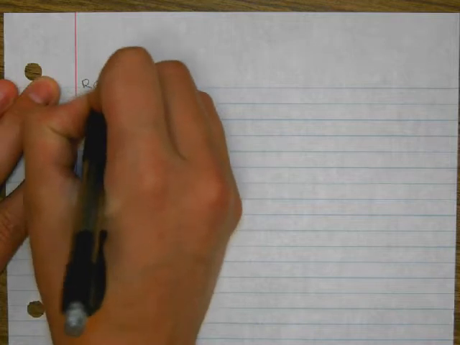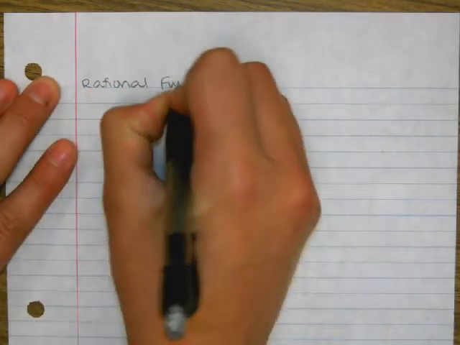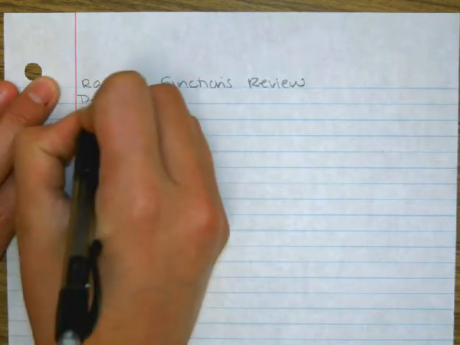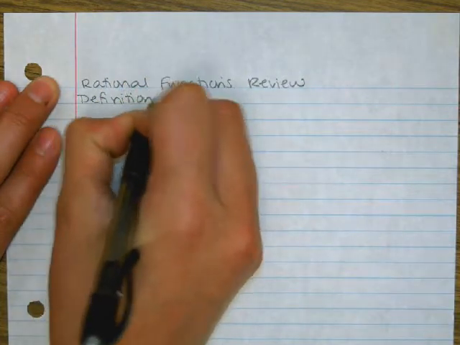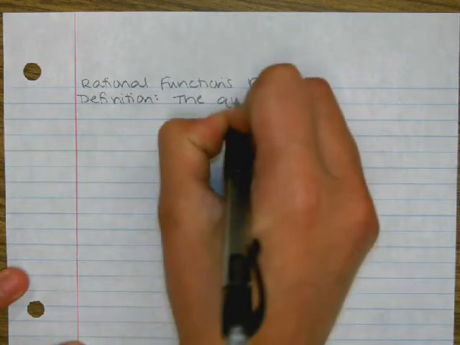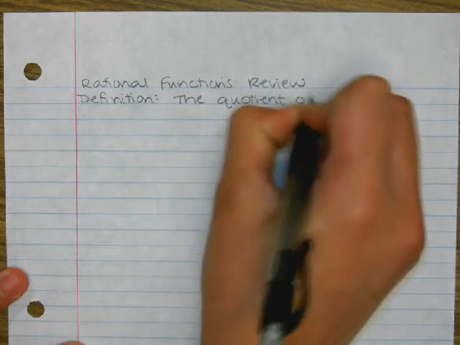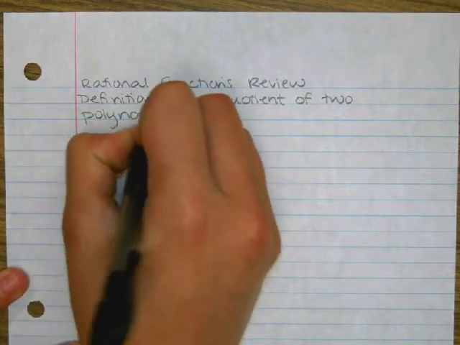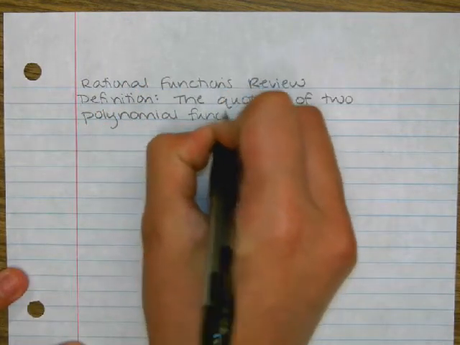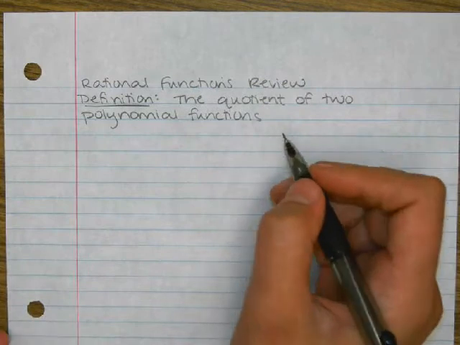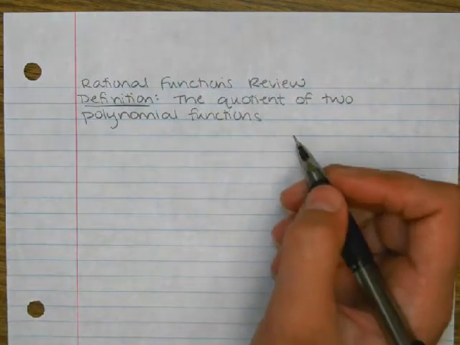Alright, this video is going to be a review of rational functions. So first we'll start off with a definition of what a rational function is, and it is the quotient of two polynomial functions. So quotient just means division in math. And so these rational functions are the functions that you see that look like fractions.